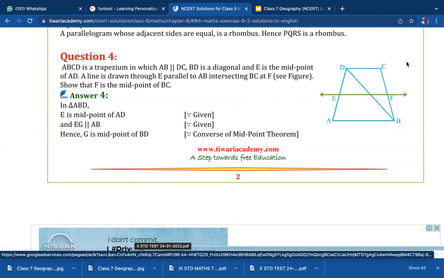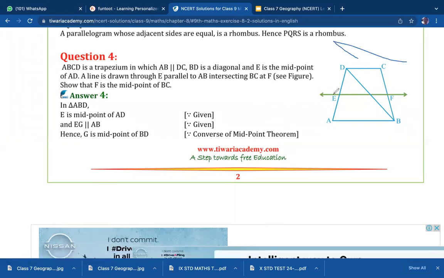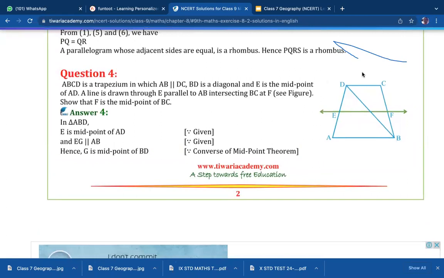ABCD is a trapezium in which AB is parallel to DC, BD is the diagonal, and E is the midpoint of AD. A line is drawn through E parallel to AB, intersecting BC at F.